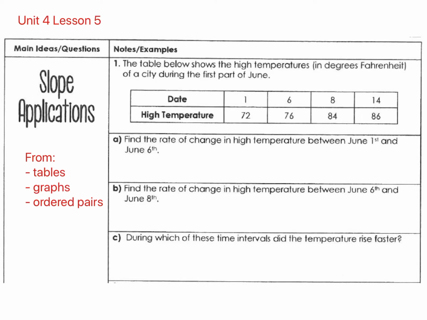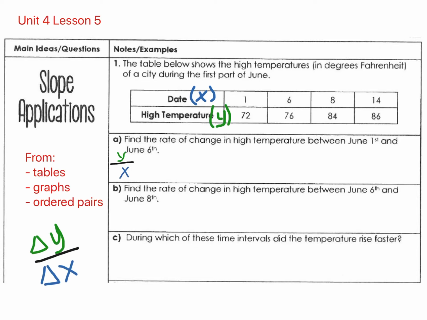The table below shows the high temperatures in degrees Fahrenheit of a city during the first part of June. And so I look at the table and I see that I've got dates here. These are going to be my X values or my input values. And I do want to remind you that when we do the slope formula, we want to put the X values on the bottom and the Y values on the top. All right, and so I just wrote delta y divided by delta x down here in my bottom left-hand corner.